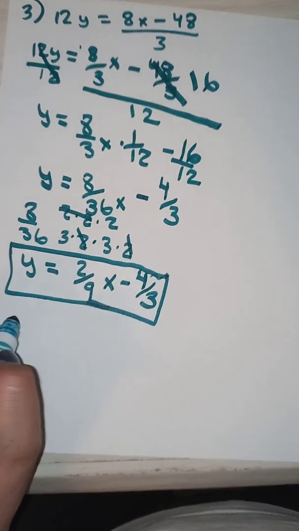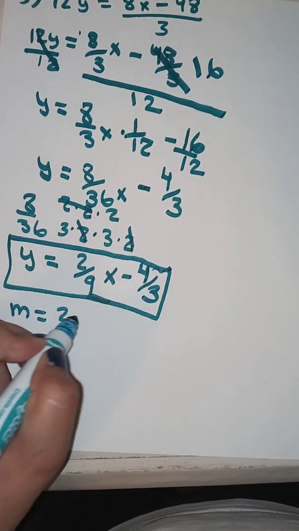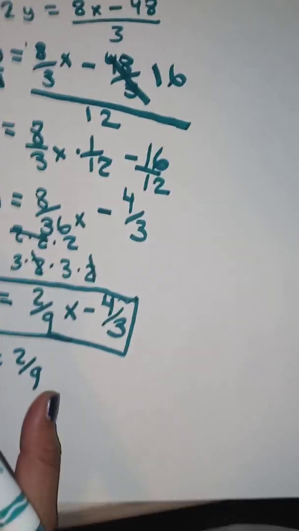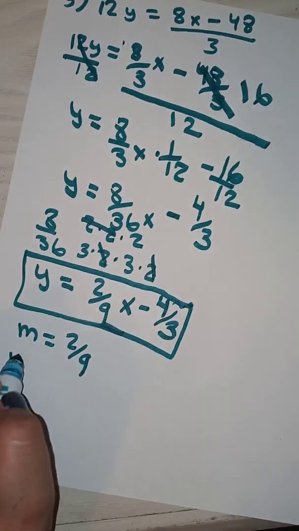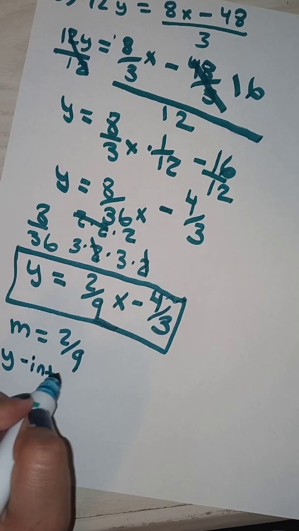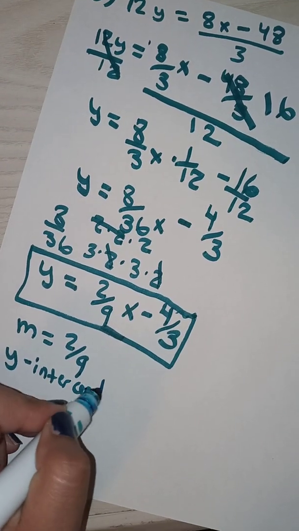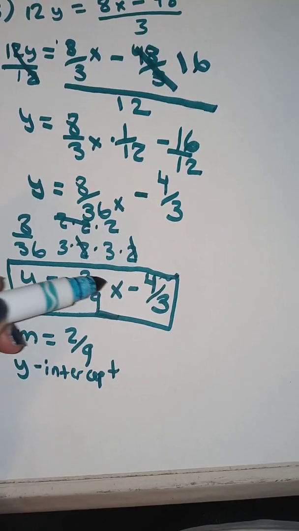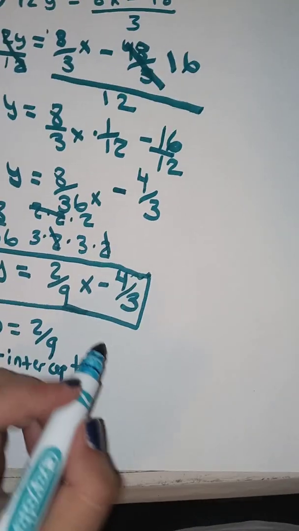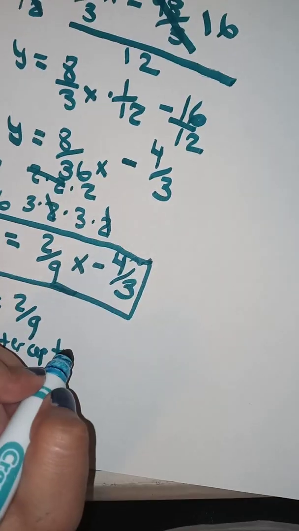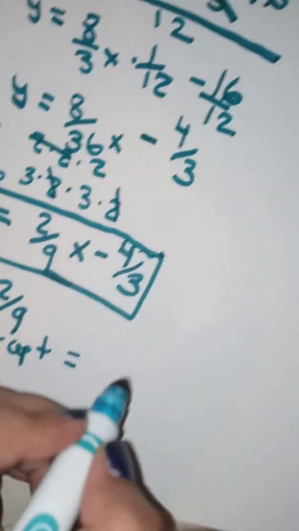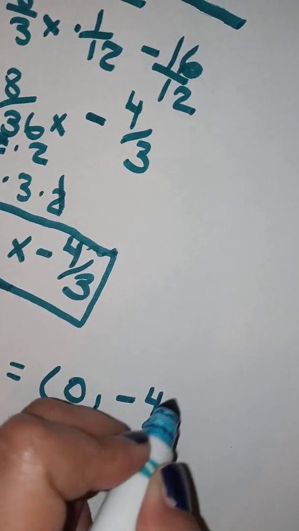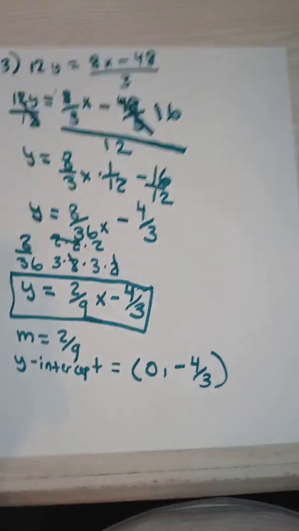And your slope is 2 over 9. Your y-intercept: for the y-intercept, plug in 0 for x, and you get that the y-intercept is negative 4/3. So your y-intercept is 0, negative 4 over 3. That's your y-intercept.